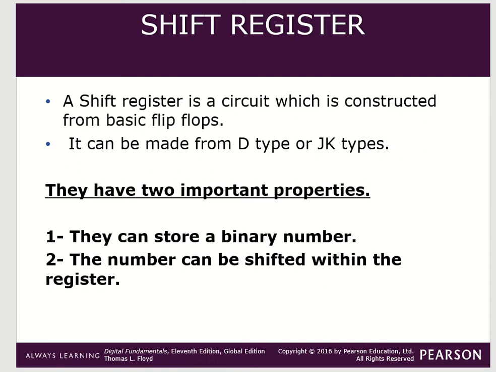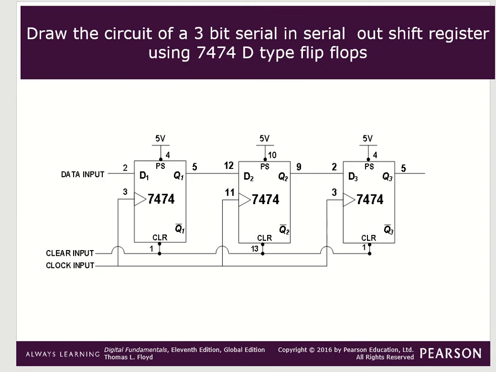Okay. So what are the uses of the shift register, or what are the two important properties of the shift register? They can store a binary number. So a shift register is able to store a binary number, and the number can be shifted within the register. Okay, so these are the two important properties. One is they can store a binary number, and the second one is the number can be shifted within the register. Shifted means moving. Okay, we can move the number from one register to another register. We will see this in detail later. So now see the next slide.